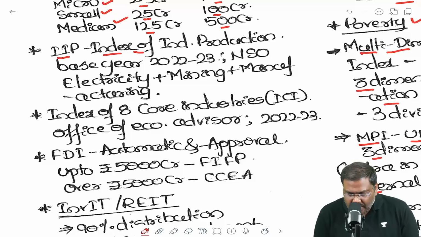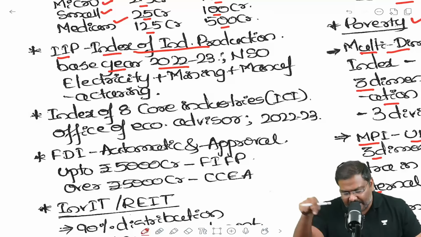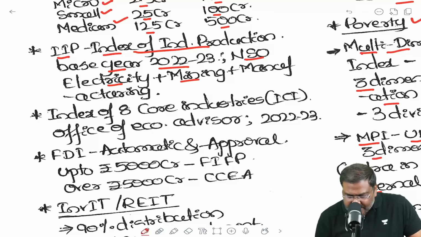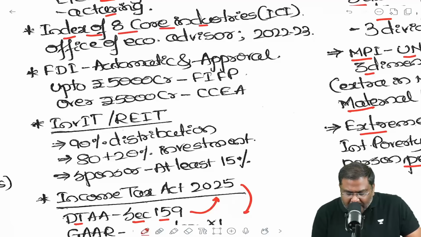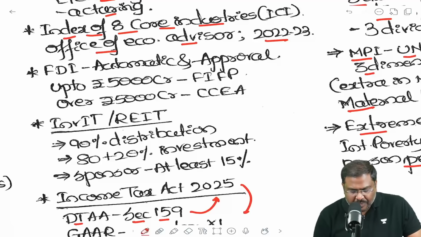The Index of Industrial Production is published every month with the base year of 2022-23, changed very recently, applicable from this month. It is published by NSO. The components are electricity, mining and manufacturing. The Index of 8 Core Industries is published every month by the Office of the Economic Adviser. The base year is the same, 2022-23.